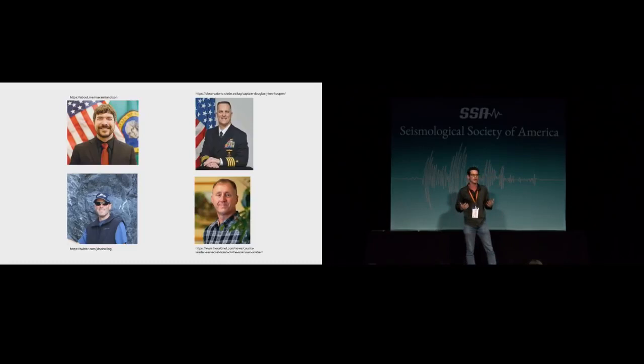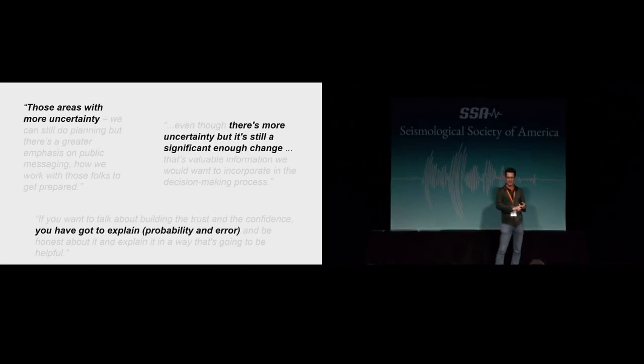So I spoke to four users of, or hopefully potential users of aftershock forecasts. These are emergency managers in the Pacific Northwest. And I found out that, first of all, they seem to really care about uncertainty in ways that maybe we don't realize. So this came up in every interview in various forms. So we should probably show them the uncertainty. And the uncertainty and their uses of model products in general has two common use cases.